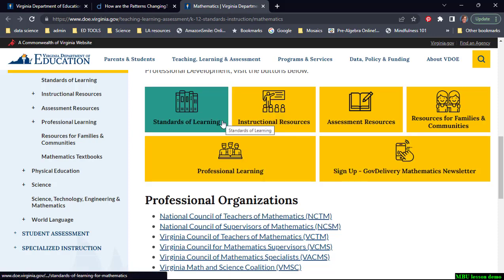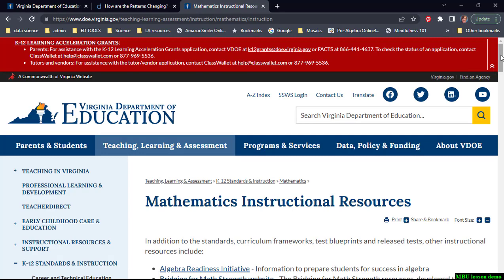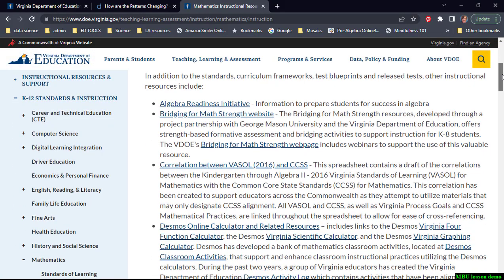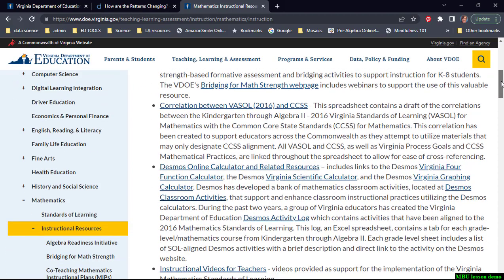So first and foremost, the Standards of Learning and the curriculum framework. The Standards of Learning are the state required standards. I'm sure you know that by now. And along with that are curriculum frameworks that give more detail than what the Standards of Learning say. In addition to that, my favorite part is the instructional resource page, because here there is so much stuff available. If you're not familiar with how to teach a certain concept, there's videos here that help you. There are all kinds of things.